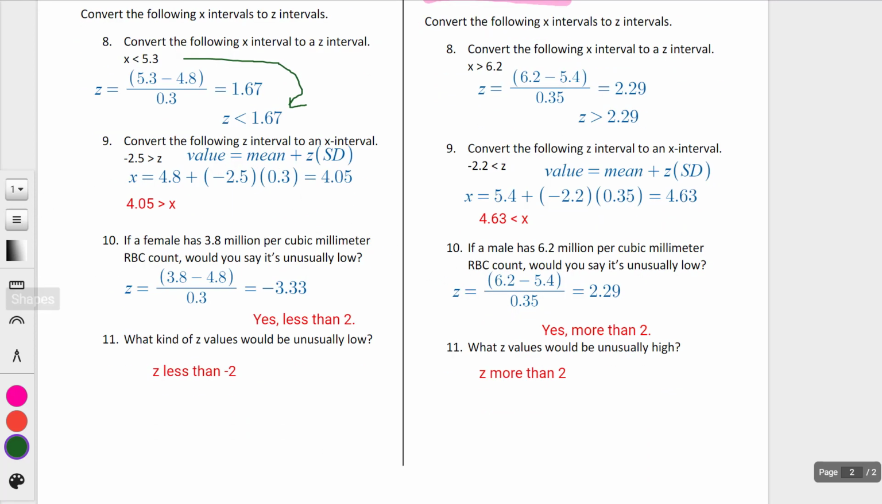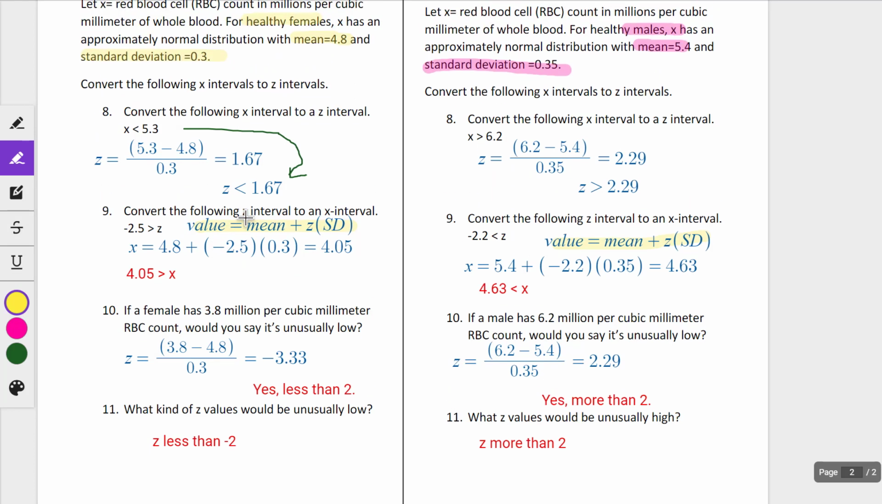So then you want this formula right here, which we used on the previous page. Value equals mean plus standard deviation times Z. So we substitute in the mean. We did have the mean up here. It's 4.8, so there it is. We put in the Z-score, and we put in the standard deviation, and just use the calculator. We calculated 4.05, so we put that in instead of the Z-score, and we replace the Z with X. Same thing over here, 5.4 plus negative 2.2 times 0.35, and we get 4.63, so we just substitute in there.